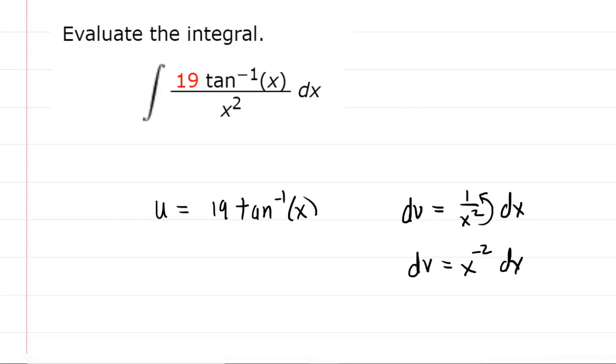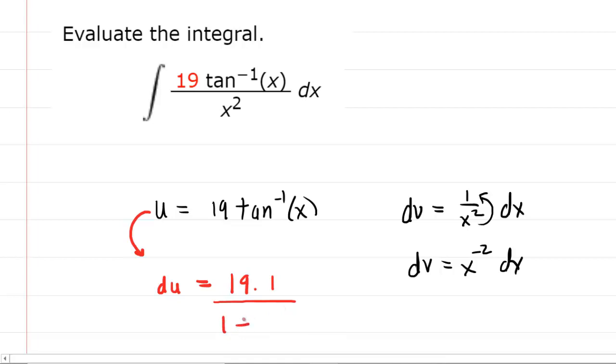Now, when doing the integration by parts, we remember that you have to compute the derivative of your u equation. So you're going to have the derivative of u with respect to x equals 19 multiplied by the derivative of arctangent or inverse tangent of x. We've learned in previous chapters that the derivative of arctangent of x is 1 over 1 plus x squared, and then you'll have a dx here. Of course, in the numerator, we have 19 times 1, so that's just 19.